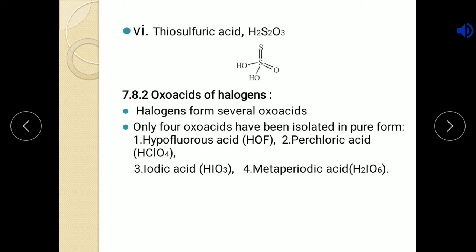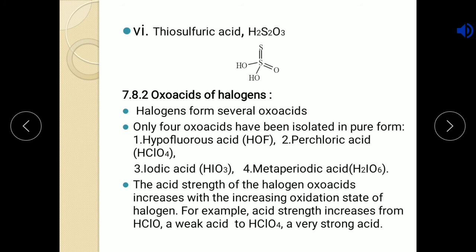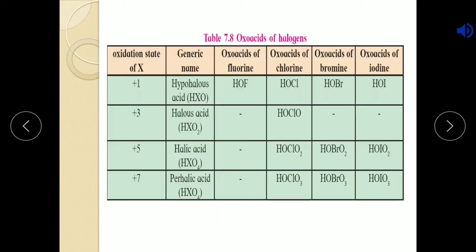Understood? Now, all these acids are strong acids, but the acidic strength of these acids increases with increasing oxidation state of halogen. In all these oxoacids, halogens exhibit different oxidation states, and as the oxidation state goes on increasing, their acidic strength also goes on increasing. We will consider all the oxoacids of halogens in tabular form, and the table is like this.